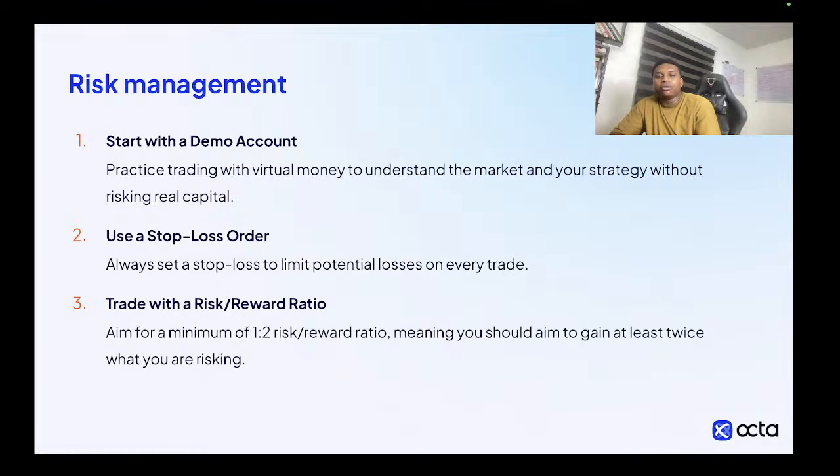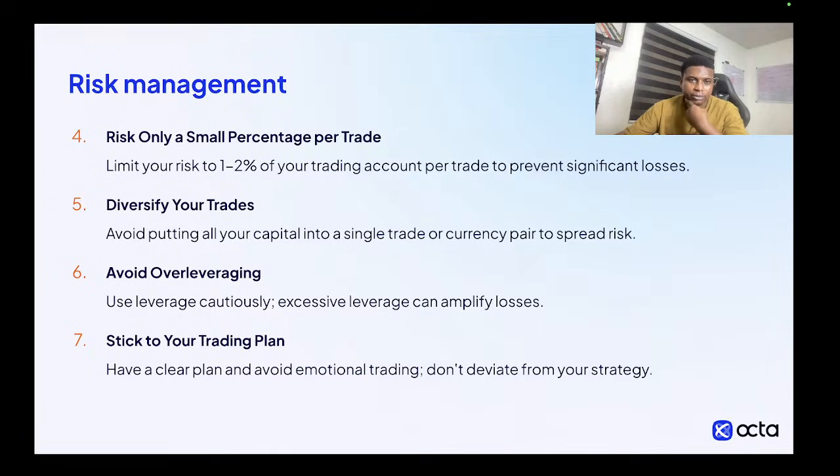Now this means that when you aim for a minimum of 1:2 risk to reward ratio, you should aim to gain at least twice what you are risking. This is very, very important.